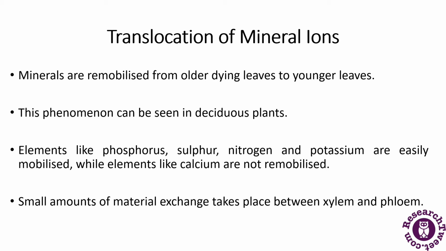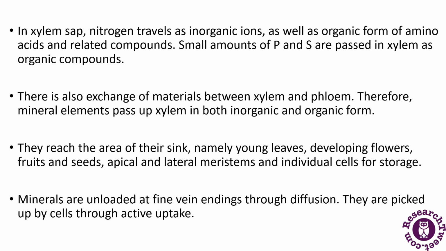So a small amount of material exchange takes place between the xylem and the phloem. There is a very small amount of material being exchanged between the xylem and the phloem. If we talk about the xylem sap, nitrogen travels as an inorganic ion as well as in an organic form of amino acids and related compounds. There are very small amounts of P and S that are passed in the xylem as organic compounds.